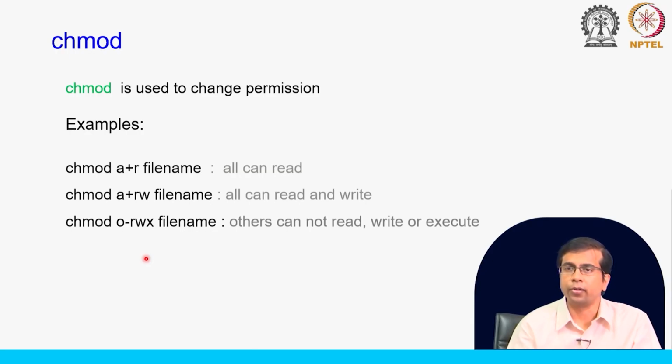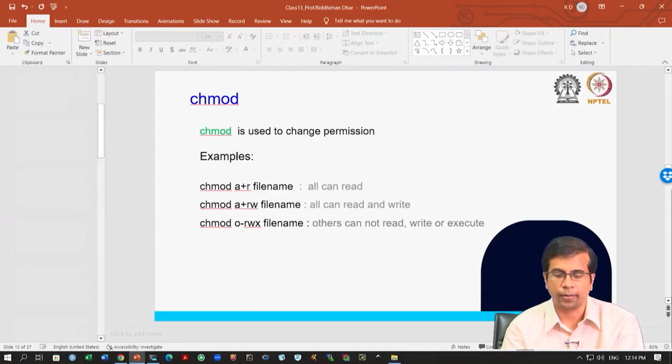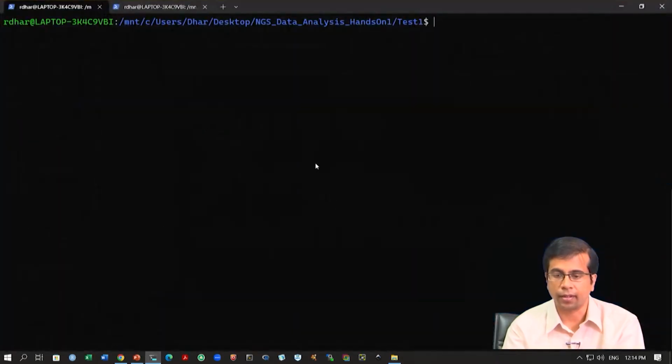And then you can also use another way of using chmod. I will discuss this a bit later. First, let us see how these commands actually work, and then we can run ls minus al again to see whether the permission has been changed. There is another way to change permission in chmod. So, let us go to the terminal now and run these commands.